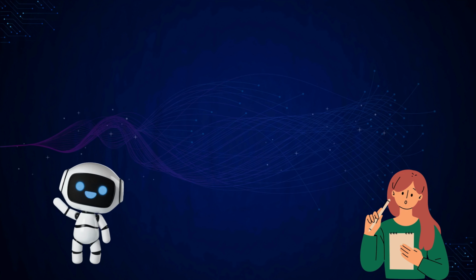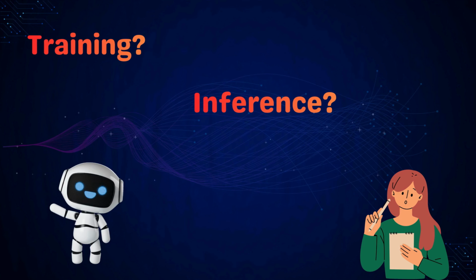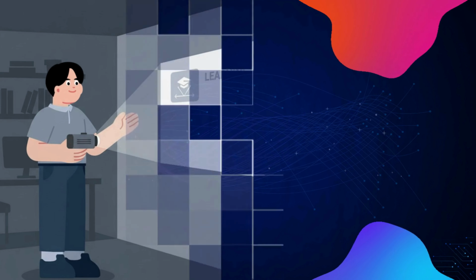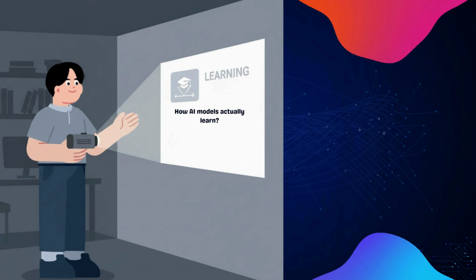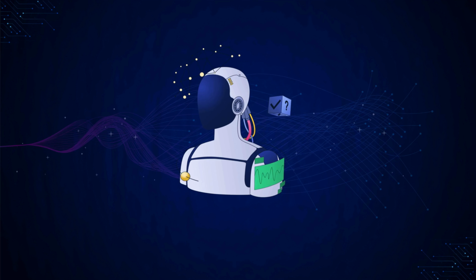In this video, we will clearly understand what training is, what inference is, and why every AI system goes through these two stages. By the end of this video, you will understand how AI models actually learn and how they are used in real-world systems. Every AI model goes through two major stages.